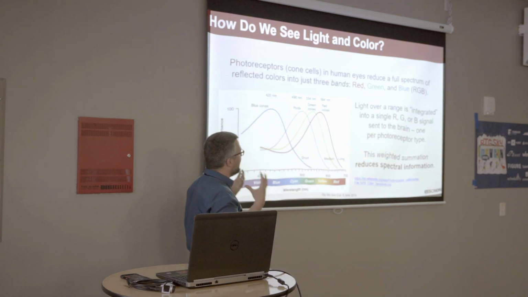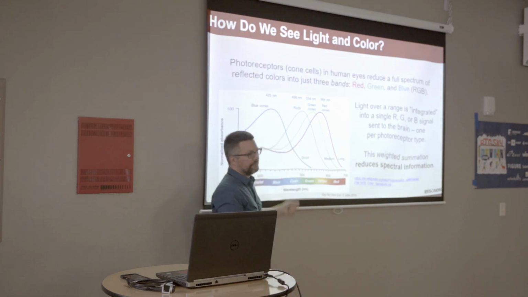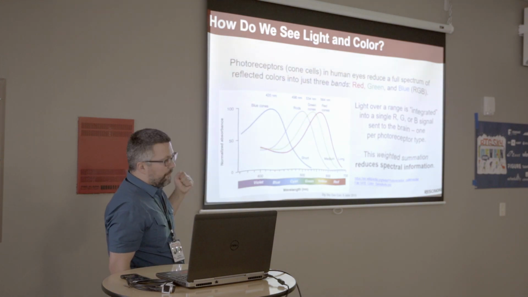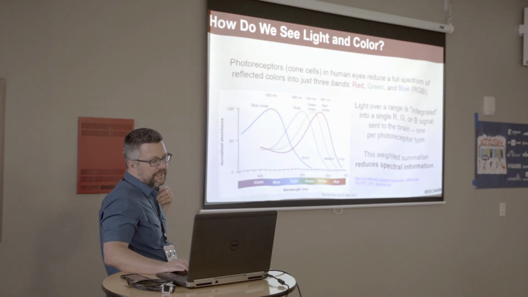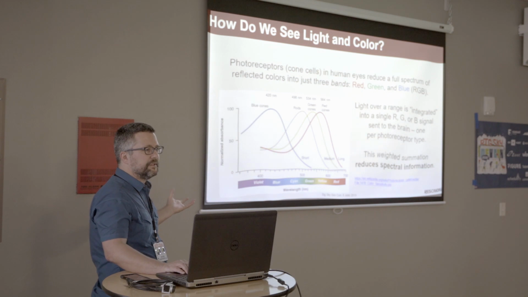But basically, you think of our eyes as reducing a whole bunch of information down into 4 channels, and really only 3 for the color. It's really a weighted summation, that's all integration is. And so it reduces the spectral information. So we're going to make a hyperspectral imaging system that doesn't reduce all that spectral information.